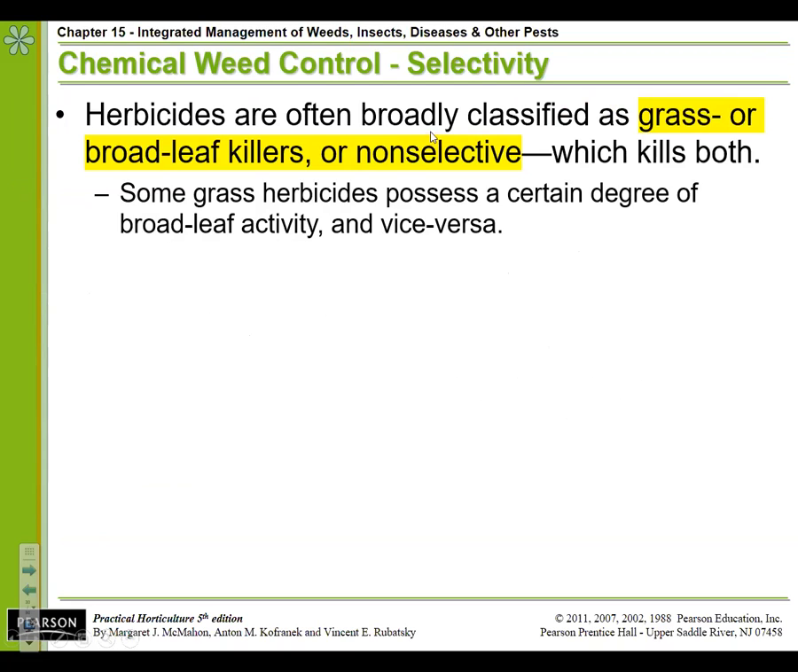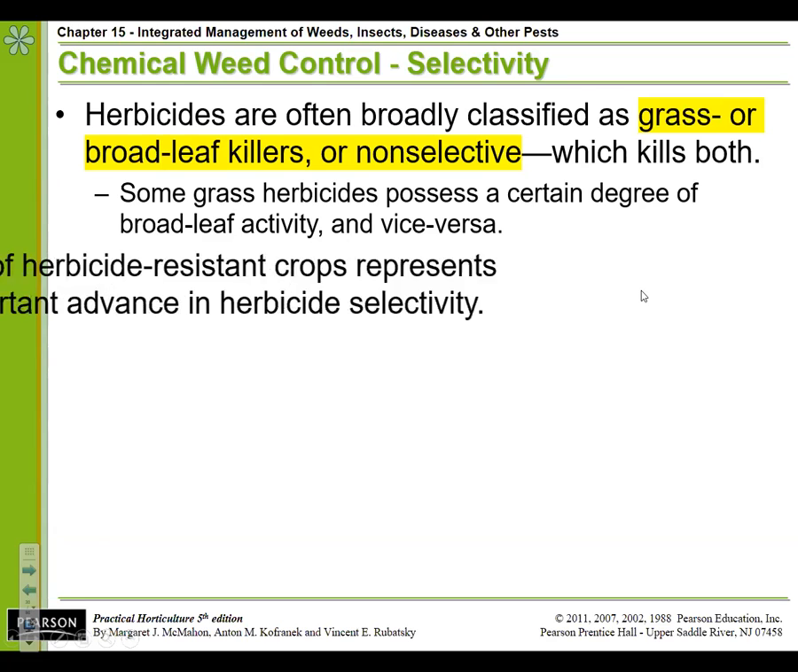So on the selectivity, whether it's grass or broadleaf killers or non-selective herbicides, we can also look at, if we're planting like a Roundup Ready crop, for instance, we can spray the whole field in that case. It's likely to kill most of the weeds anyway.